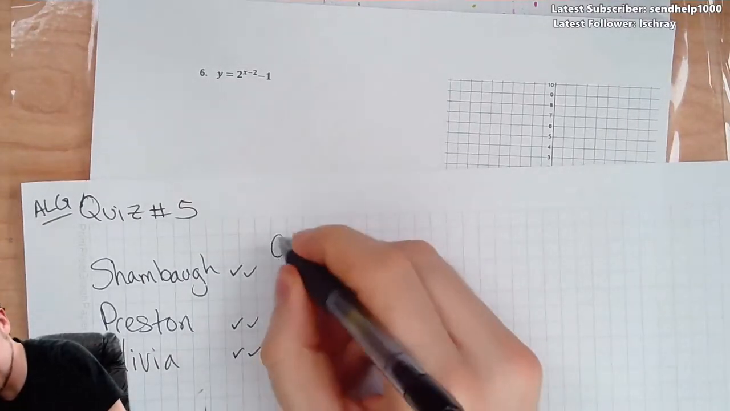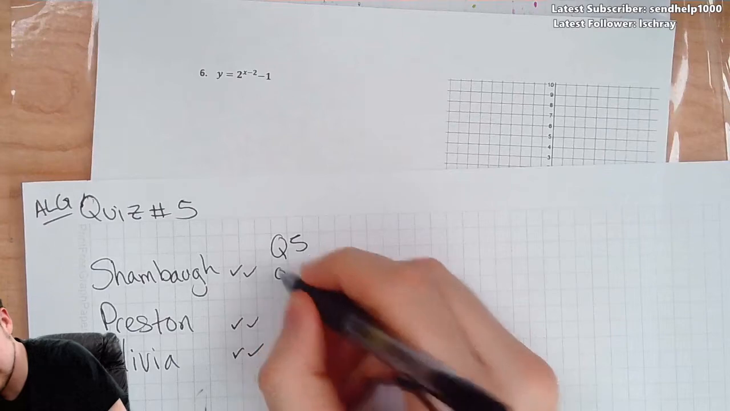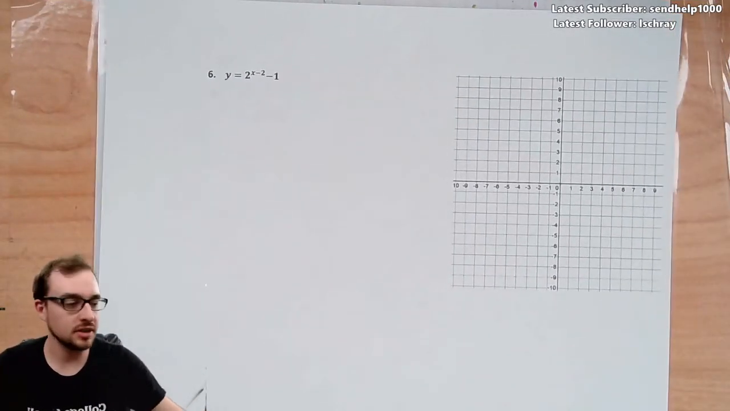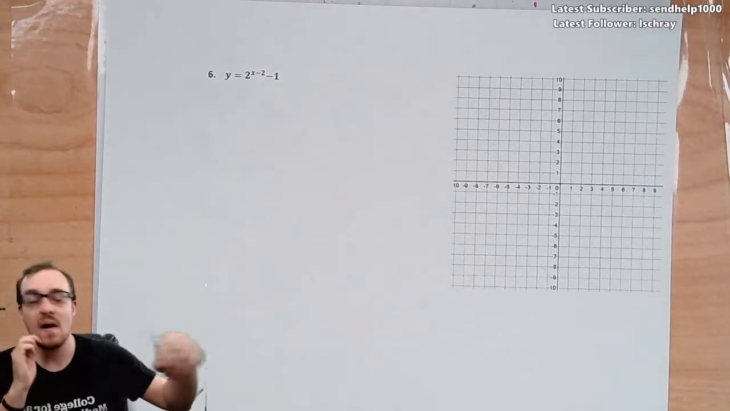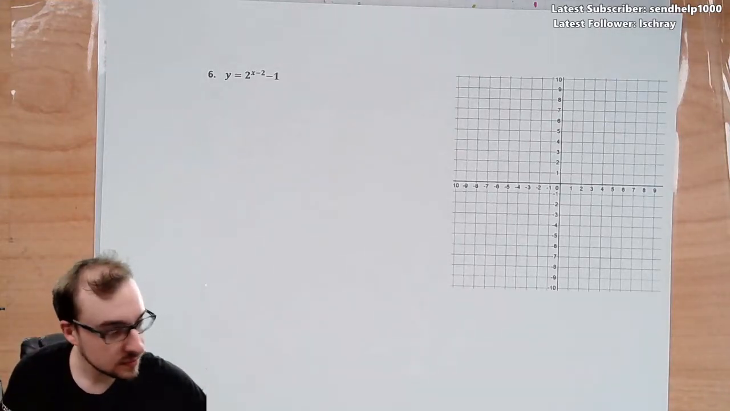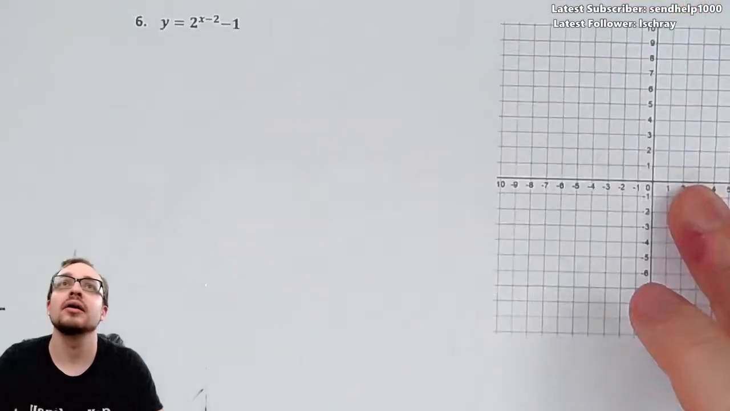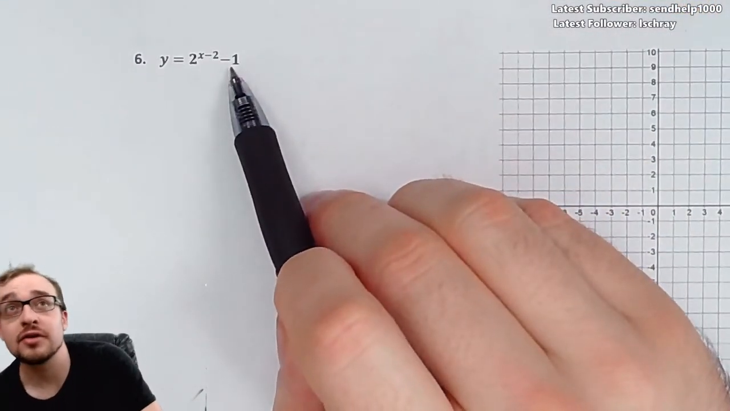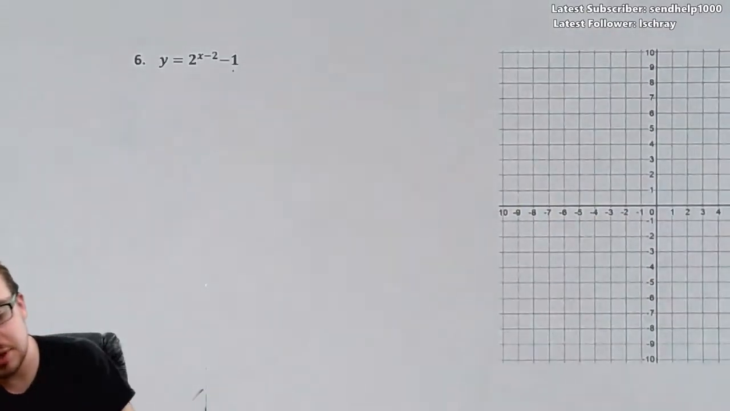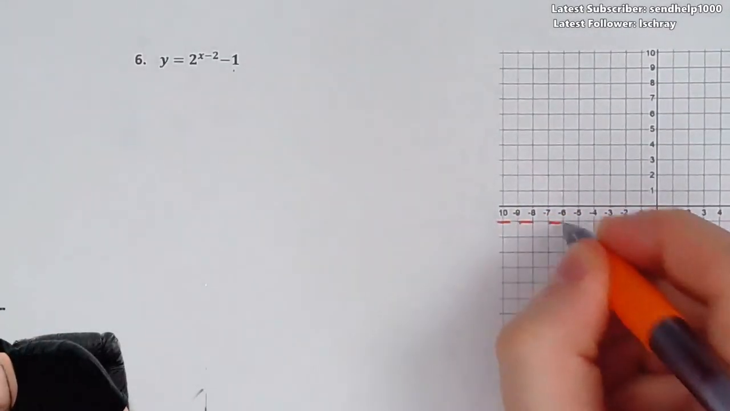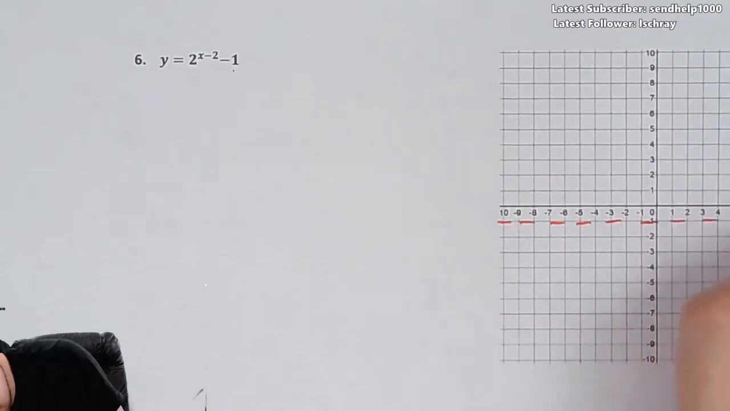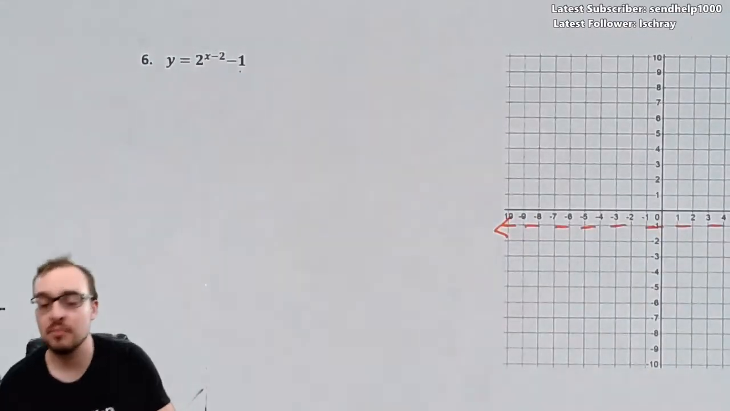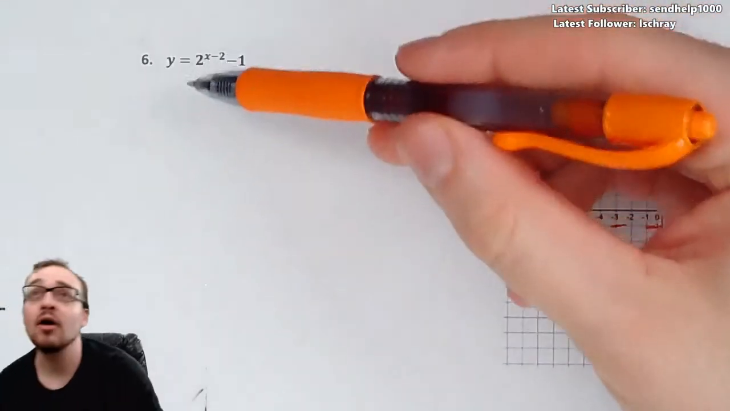So we left off at question 5. Question 6. All right, so let's talk about this. First of all, vertical shift, right? It's going to move everything down 1. So our asymptote is going to be 1 lower, right? So now it's going to be at minus 1. And it's going to shift our parent function over to the right too.